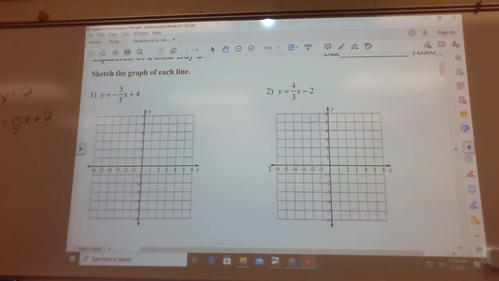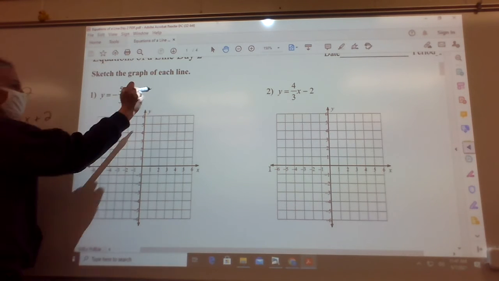So the first two are kind of the opposite of what we did yesterday. Yesterday I gave you a graph, and then from the graph you had to do the slope-intercept form of the equation. Today I'm giving you the slope-intercept form of the equation, you're going to do the graph. So let's figure out what the slope and the intercept is first.